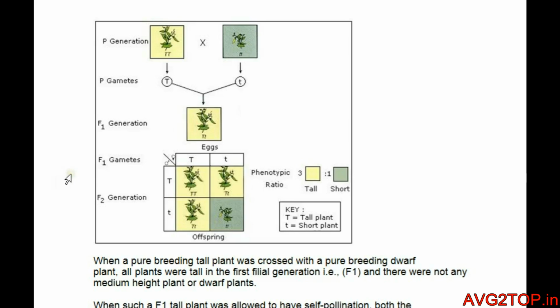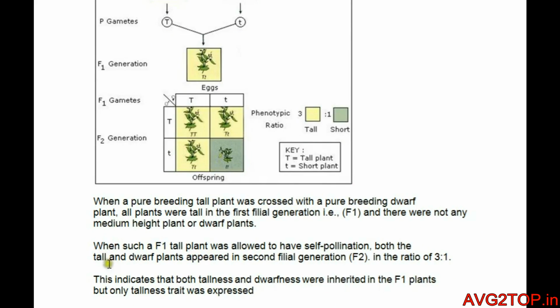At first, he crossed a wild type tall plant with a wild type dwarf plant, and he noticed that all the plants were tall in the F1 generation, that is, the first filial generation, and there were no medium height plants or dwarf plants. When such an F1 tall plant is allowed to self-pollinate, both tall and dwarf plants appeared in the second filial generation, that is F2, in the ratio of 3:1. This indicates that both tallness and dwarfness were inherited in the F1 plants, but only the tallness trait was expressed.